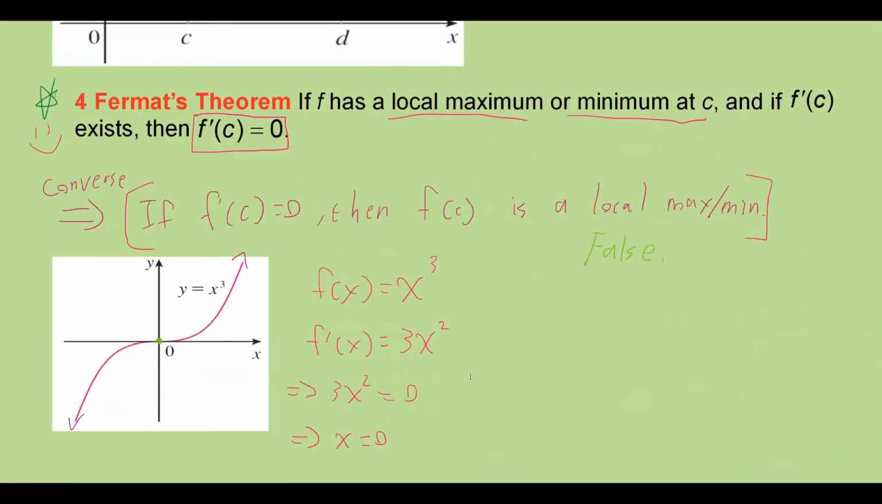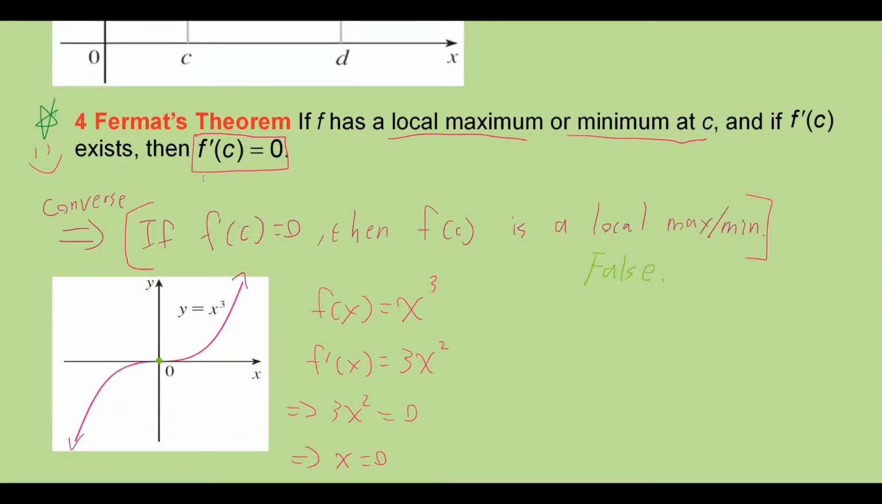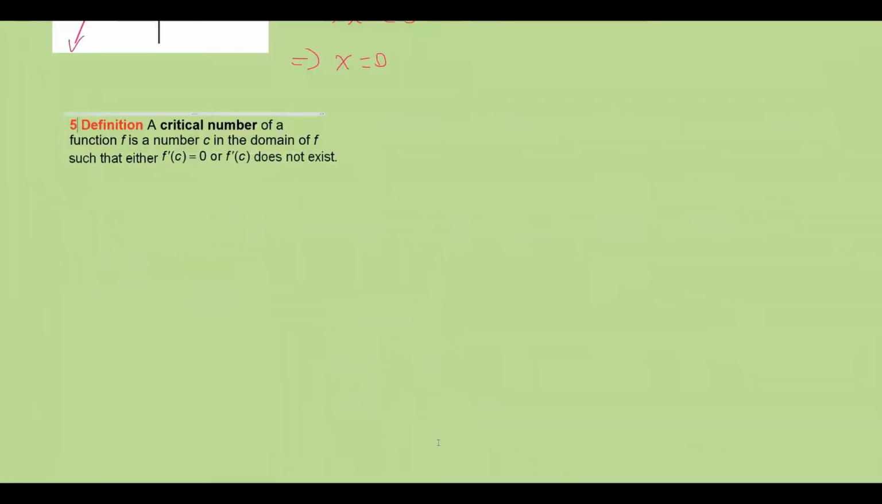So you might think, then what good does Fermat's theorem do, right? If we cannot find the exact point where local maximum and minimum happen, then what good does it do? But what Fermat's theorem is nice for is that it tells us when or how we can start looking for local maximum and minimum. And here is how.